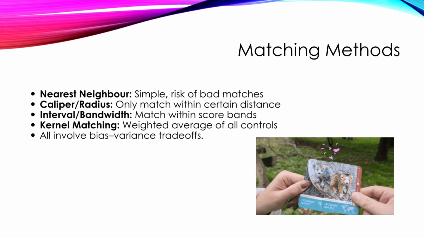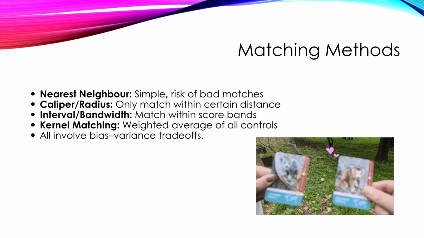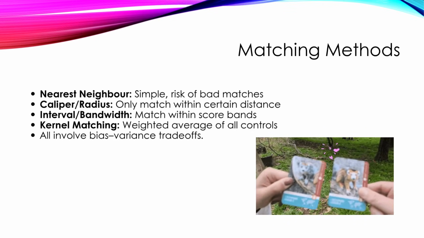And then finally, we also have kernel matching. Here we get the weighted average of all non-treated units based on distance and scores. This one risks bias from including distant controls and depends heavily on bandwidth choice.